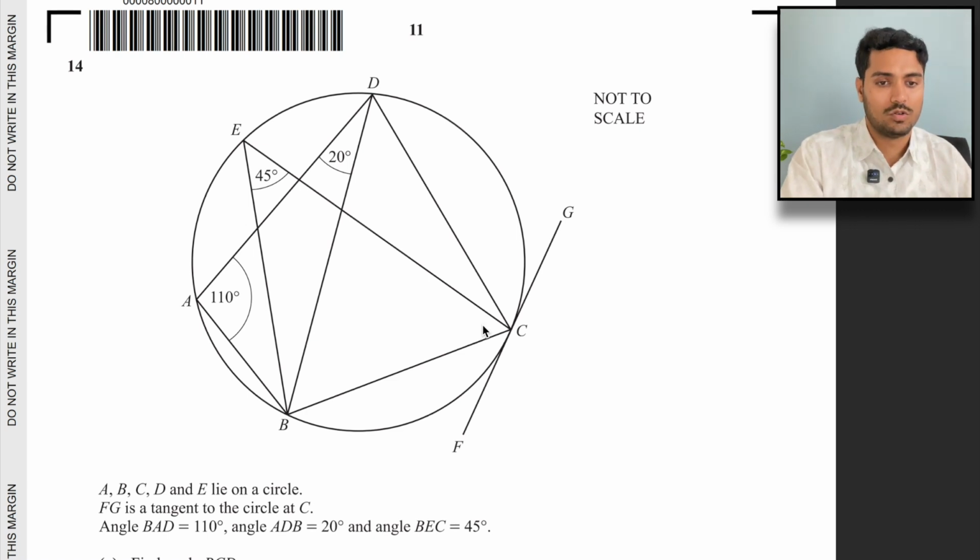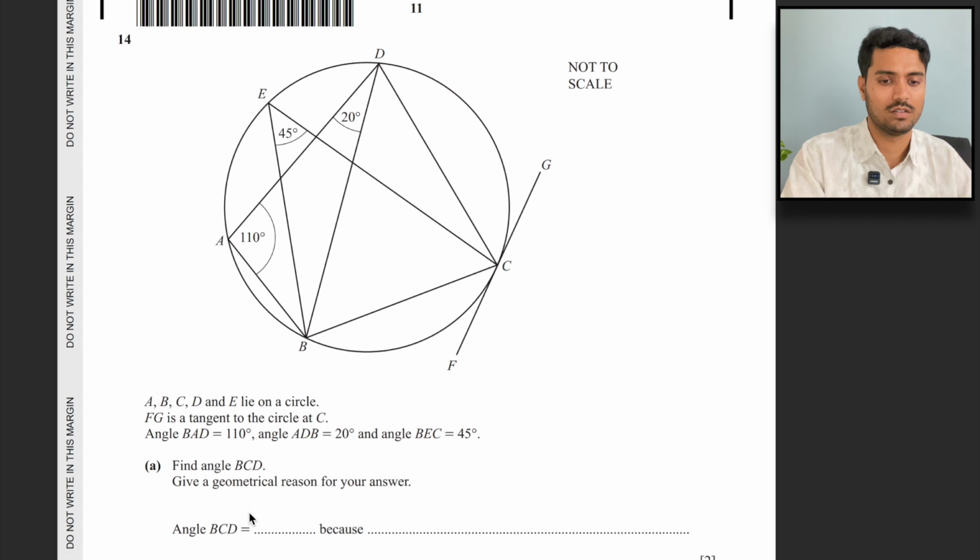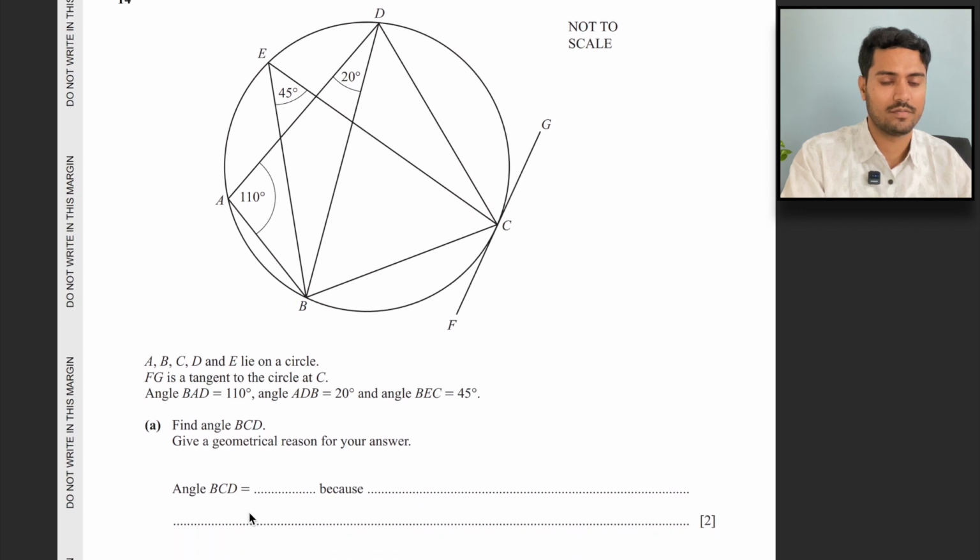Okay, so a question based on circle. Let's check. It says A, B, C, D and E lie on a circle. FG is a tangent to the circle. Angle BAD is 110. ADB is 20. BEC is 45. Now the question is, find angle BCD, this angle we have to find, and give a geometrical reason for your answer.